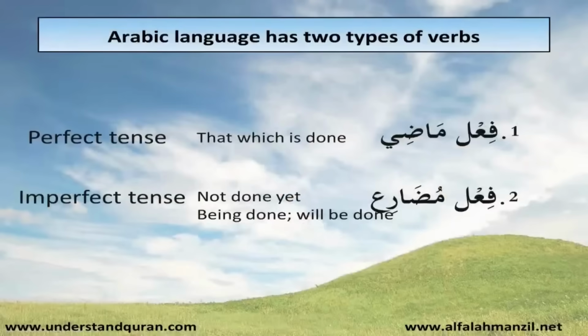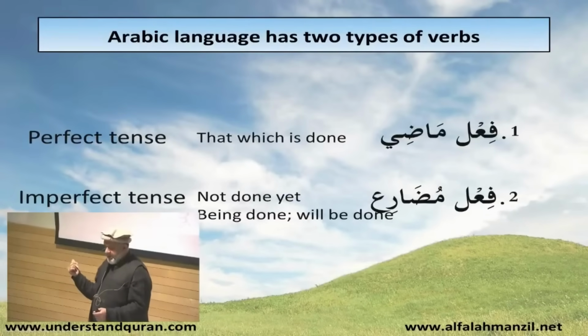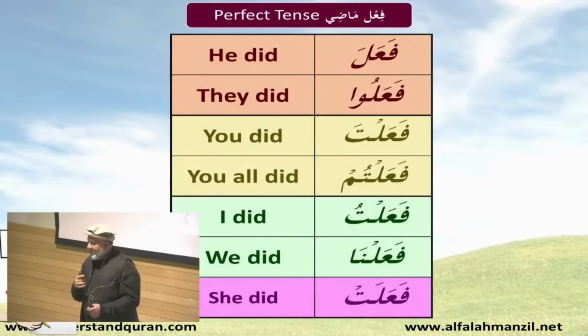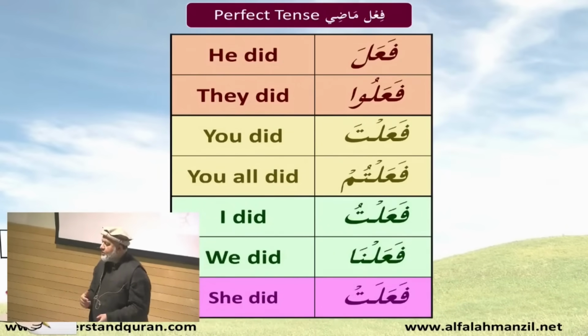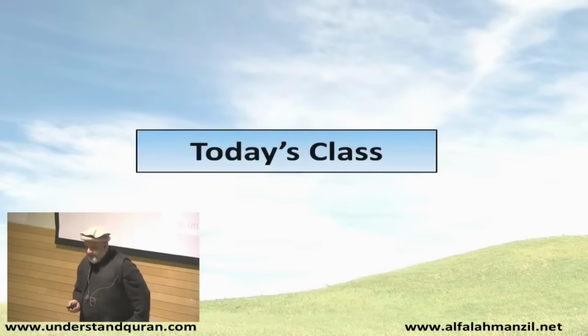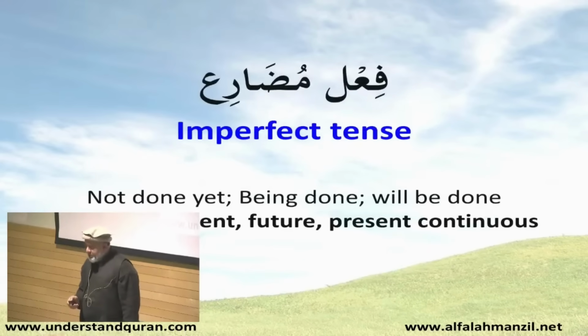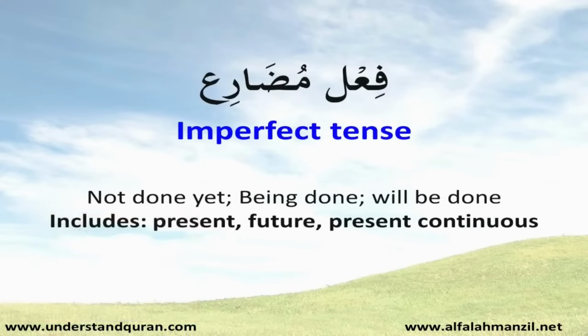So for example, the fi'l madi, again this is a review. Fa'ala, fa'alu, fa'alta, fa'altum, fa'altu, fa'alna, fa'alat. He did, they did, you all did, I did, we did, and she did. So that is past. How can I say I do or I will do? So for that, we have to look at today's class.